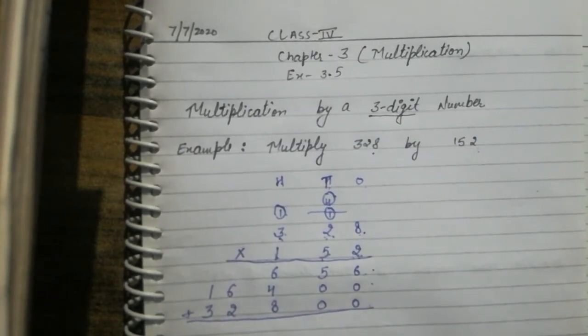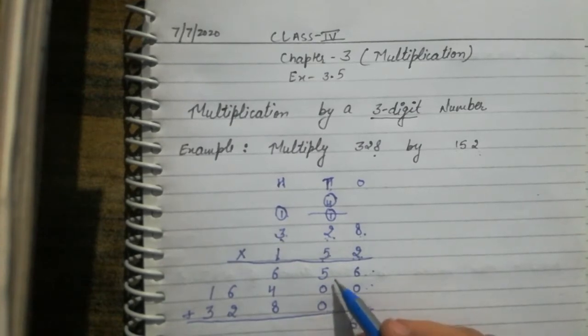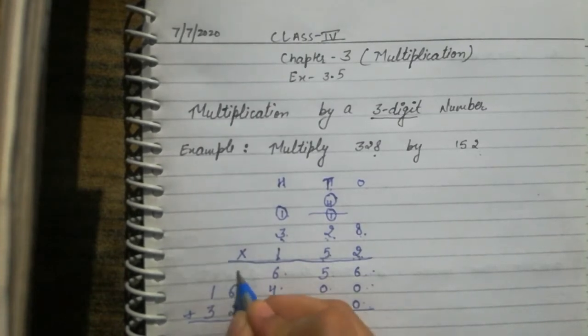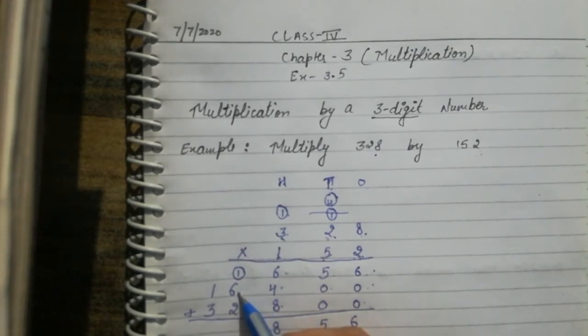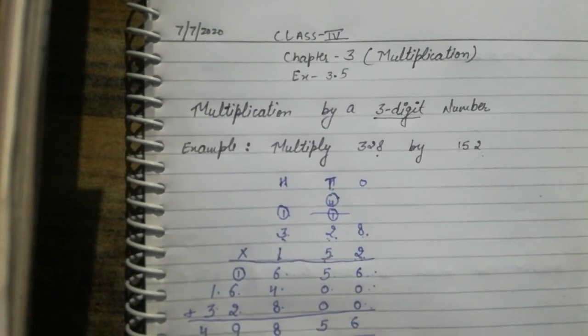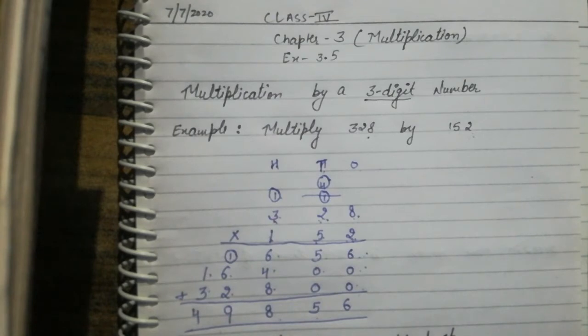So start adding. Also we know that addition always starts from the right hand side. So 6 plus 0 is 6. 5 plus 0 is 5. 6 plus 4 is 10. 10 plus 8 is 18. So write down 8 here and 1 will go to carry. Next is 1 plus 6, 7. 7 plus 2, 9. 1 plus 3, 4. So 49,856 is our product.